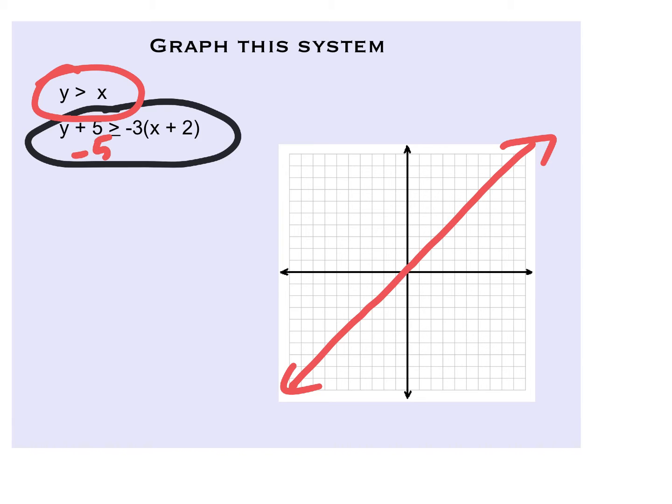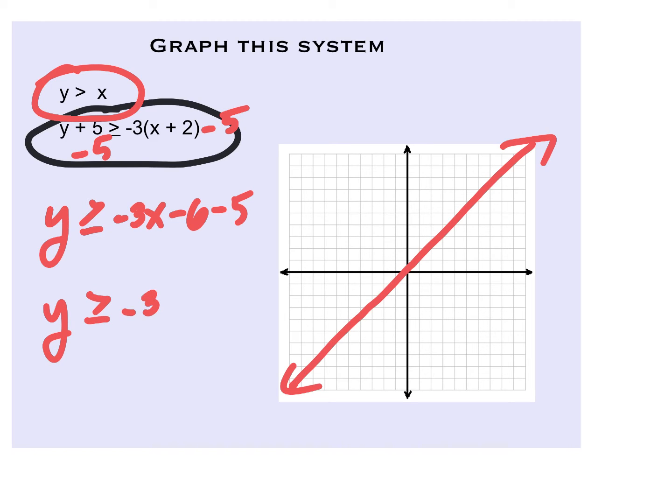Well, I'm going to subtract 5 from both sides, and then I'm going to multiply that whole thing out. Negative 3x minus 6 minus 5. Negative 3x minus 11. How many of you guys got the same thing as me on that one? Okay, good. Then, if it goes through negative 11, it's just off the graph.